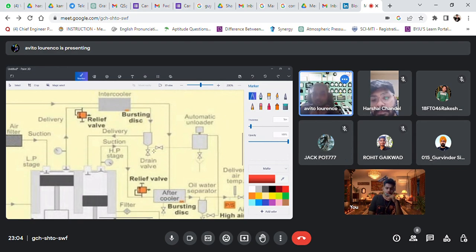Jack, I think it's extra air. Can I speak? Okay, yes. You can. Automatic unloader, right?